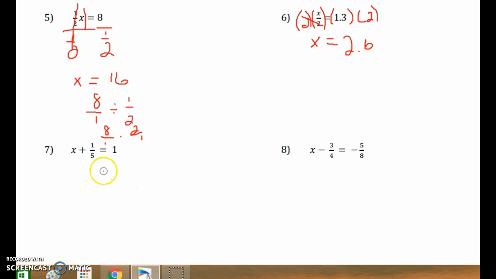Down here, I'm adding 1/5, so I should subtract 1/5. And this is actually a really nice, easy one. If I have one whole thing and I take away 1/5 of the whole thing, that means I have 4/5 left.